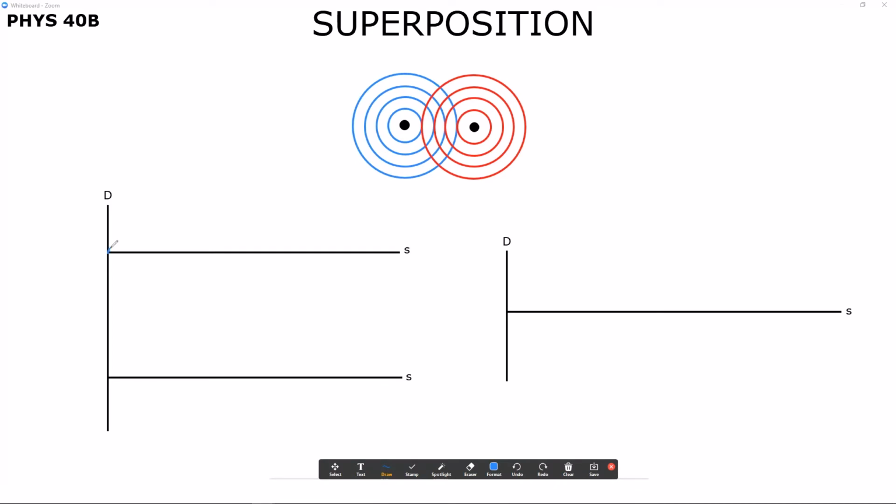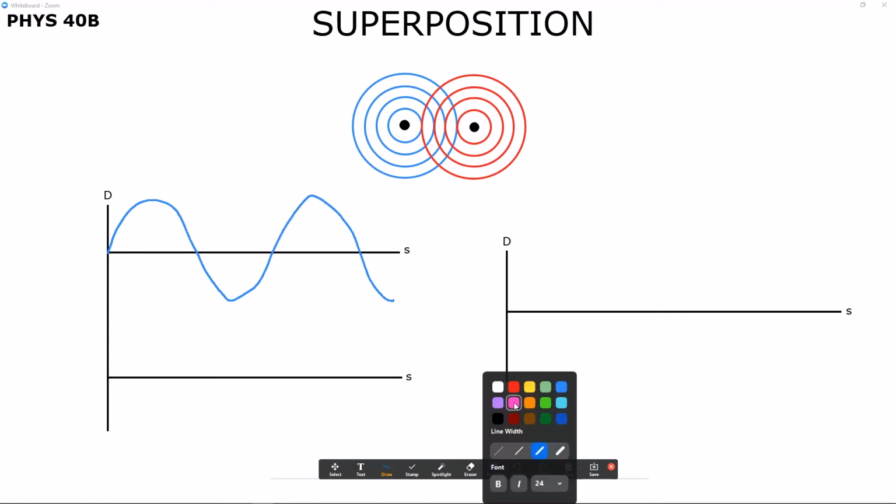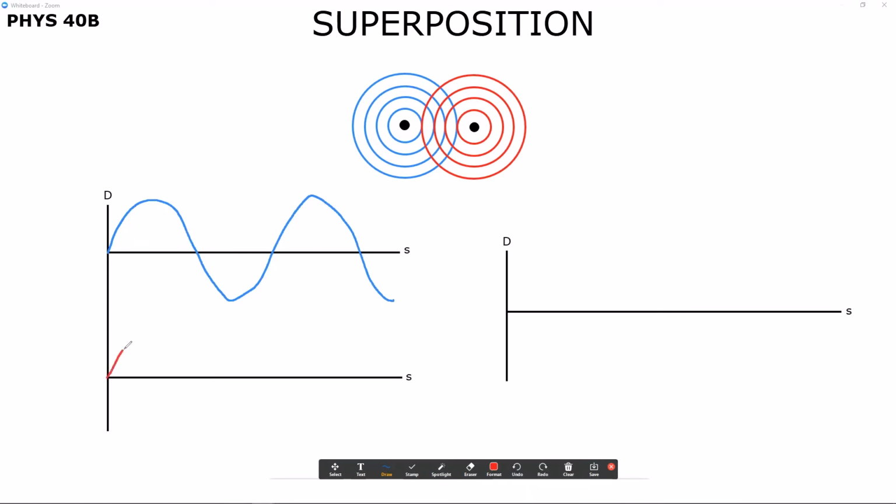So for the first one, we'll just draw something like this. And for the second one, I'm going to draw something that is essentially the same thing. All right, so let's pretend that these two waves are coming from sources that are right next to each other and in the same direction. So again, going to the principle of superposition, how is that going to affect the resultant wave?